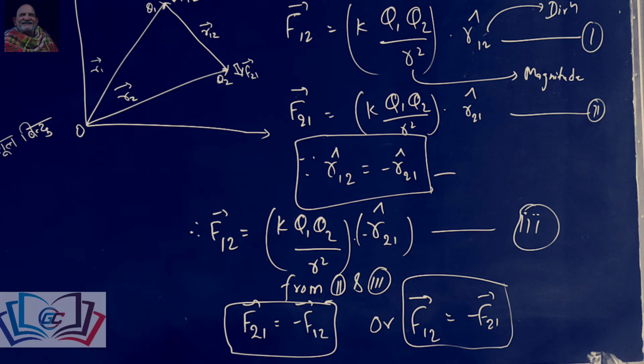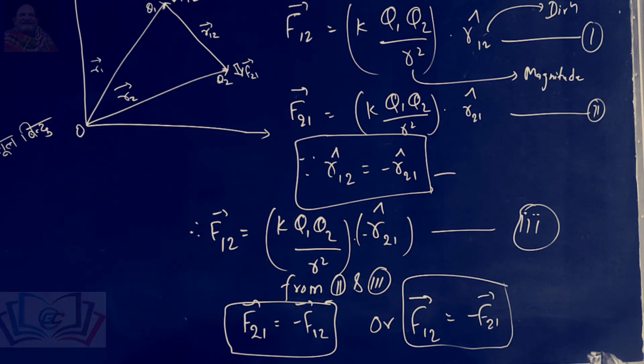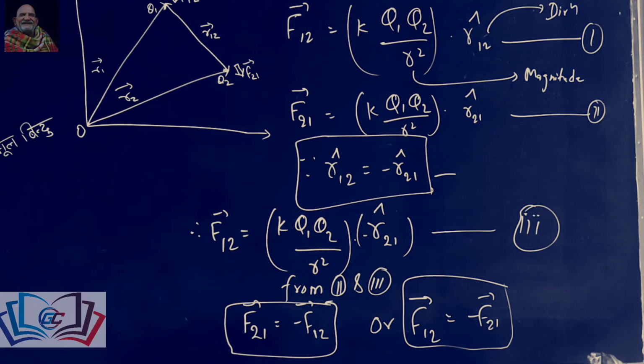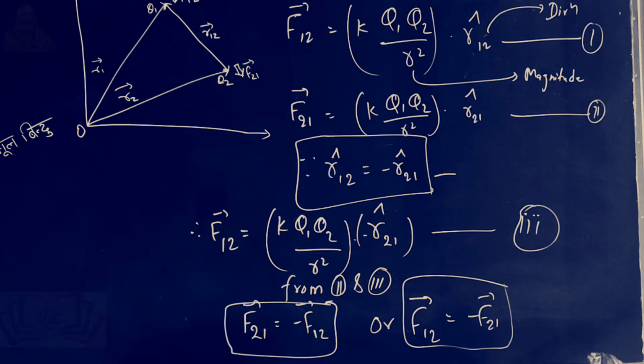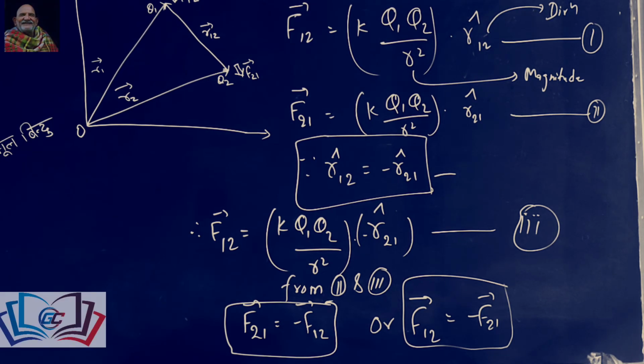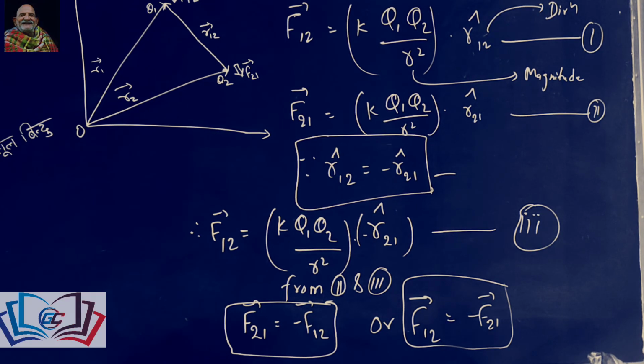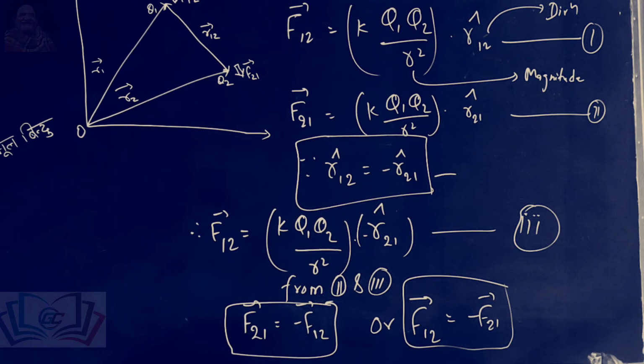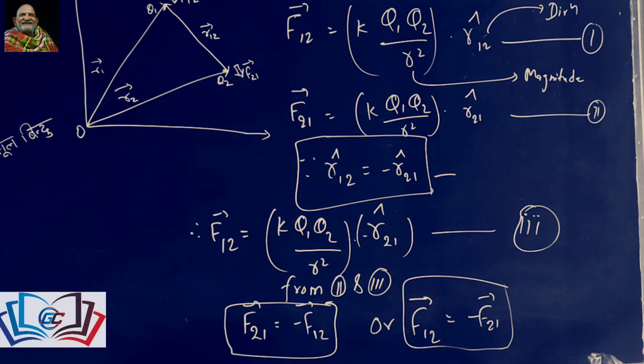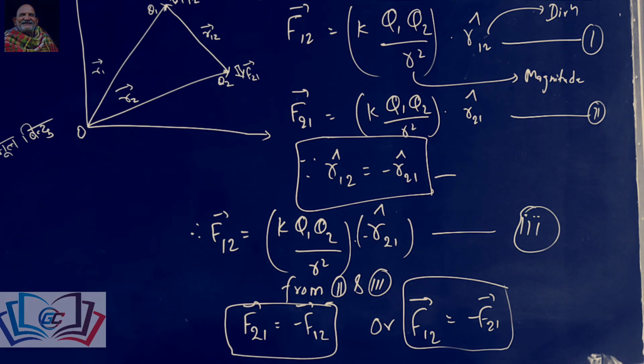So we can say this is the formula for Newton's third law. If we apply any force on any object, the object will apply a force of the same value in the opposite direction. So the vector representation of Coulomb force proves Newton's third law. This is the vector representation of Coulomb force.